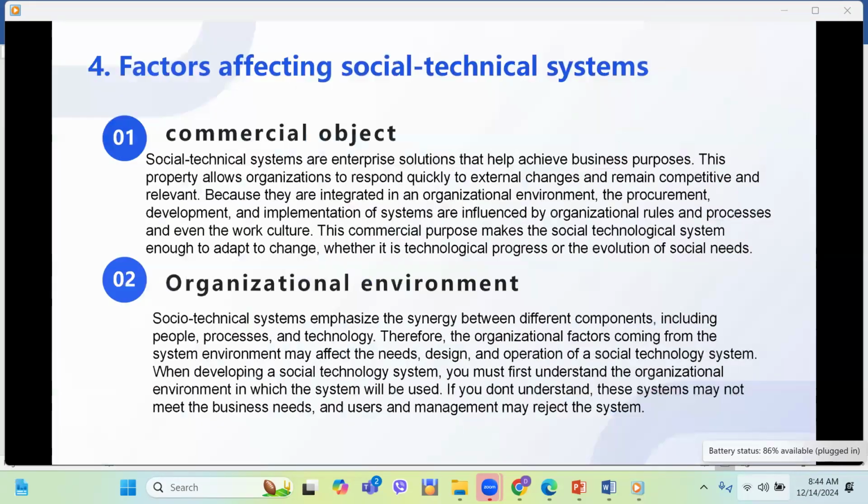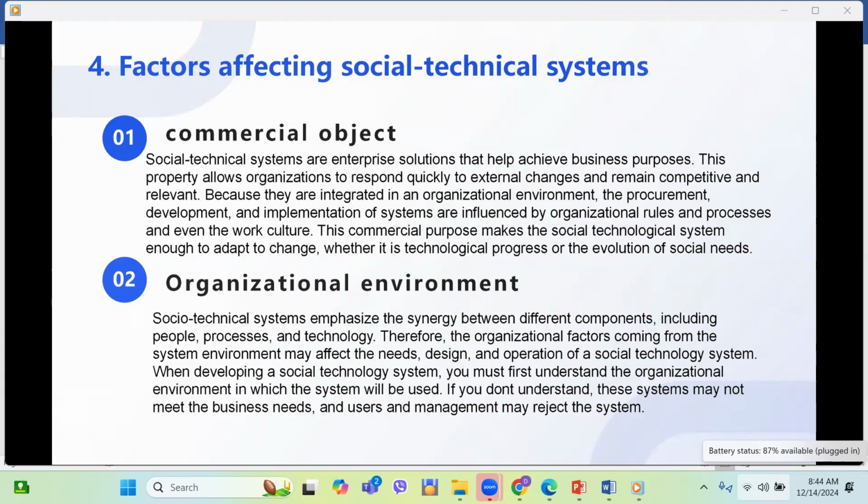At the end of this section, we look at factors affecting sociotechnical systems. 1. Commercial objects. Sociotechnical systems are enterprise solutions that help achieve business purposes. This property allows organizations to respond quickly to external changes and remain competitive and relevant.